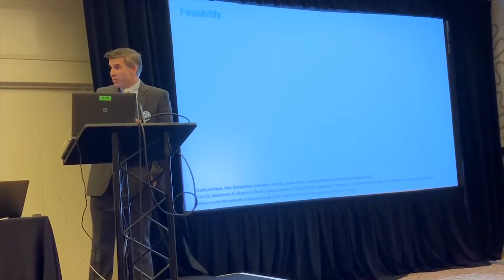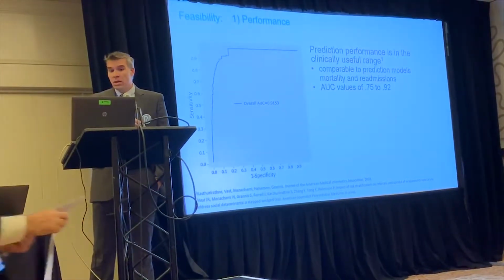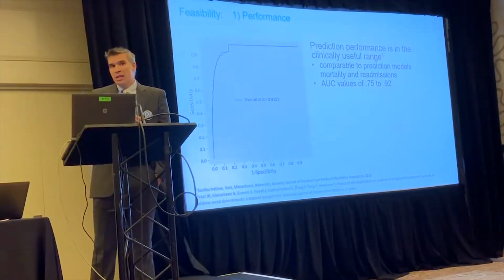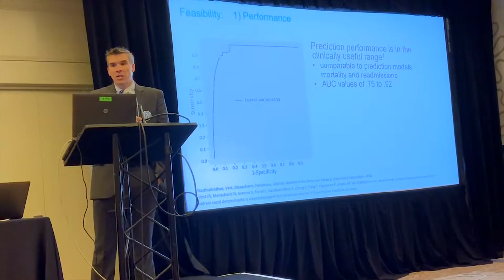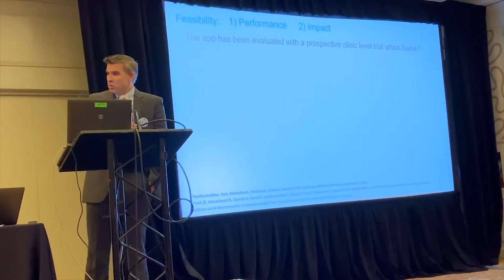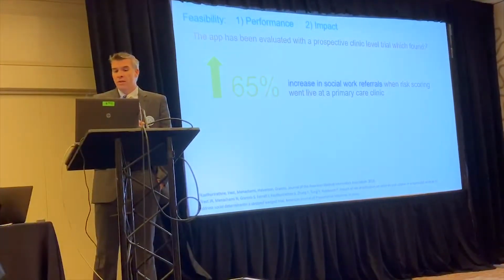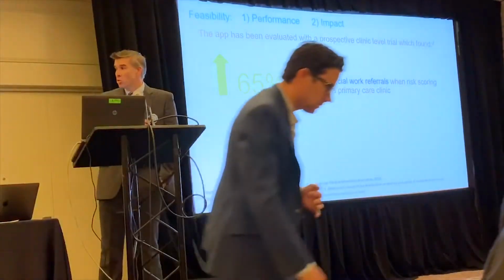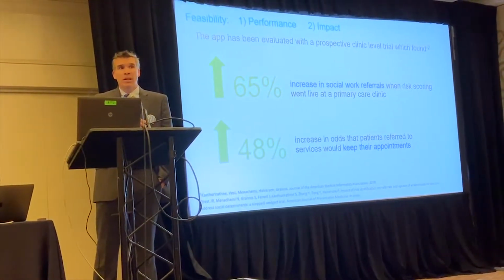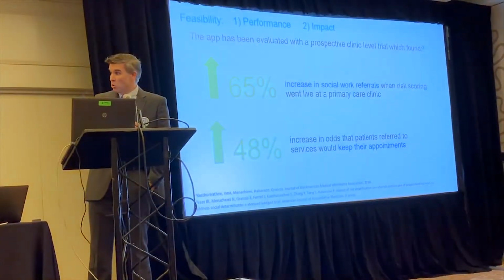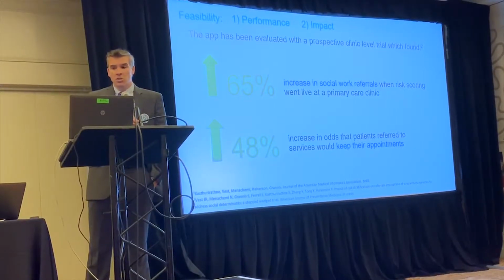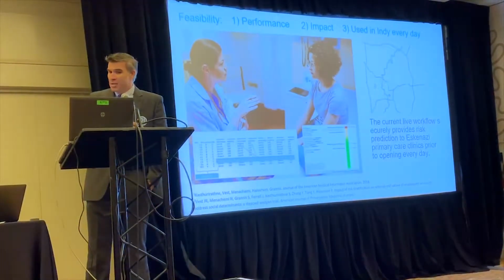This is a feasible solution for 3 reasons. 1, our performance is in the clinically useful range of prediction algorithms. It fits within the standards and expectations for things like mortality and readmissions. 2, we have positive impact. We have a prospective clinical trial that found we had a 65% increase in social work referrals when our application went live. And we saw an increase in the rate of kept appointments among those who were referred. So people who were referred were more likely to keep those appointments, which is a more effective and efficient use of resources.